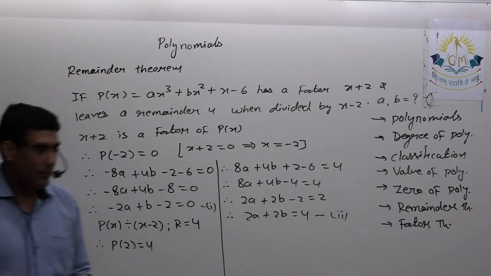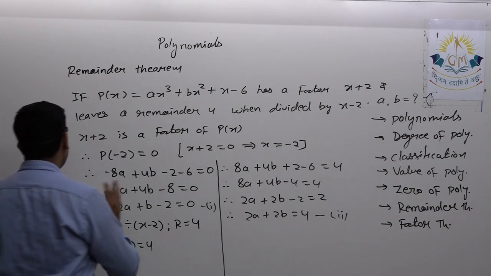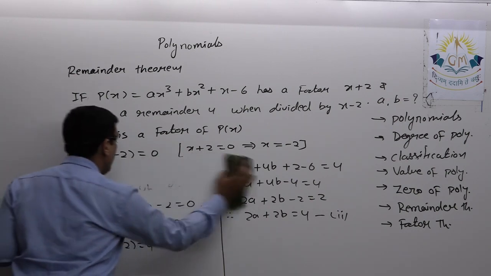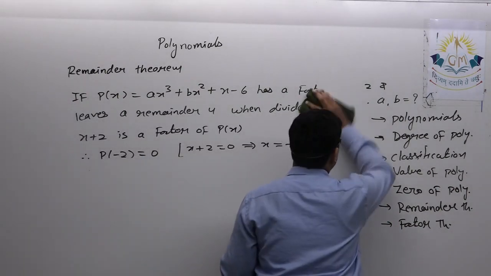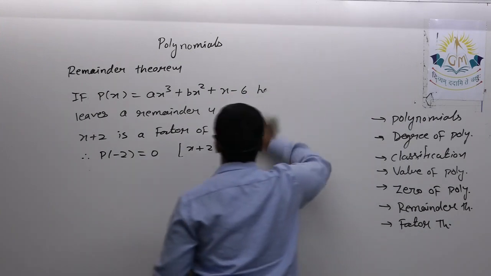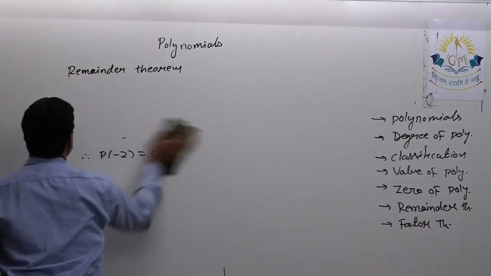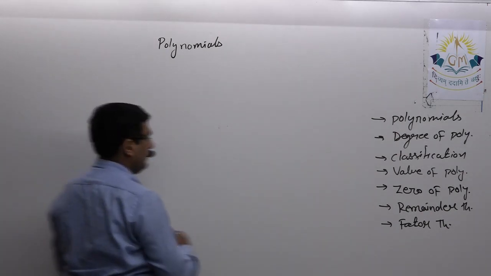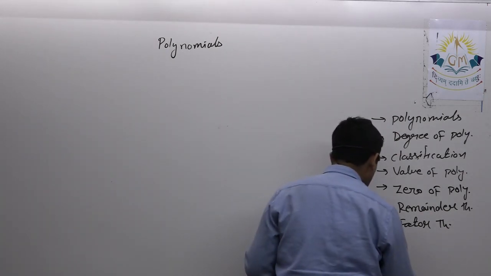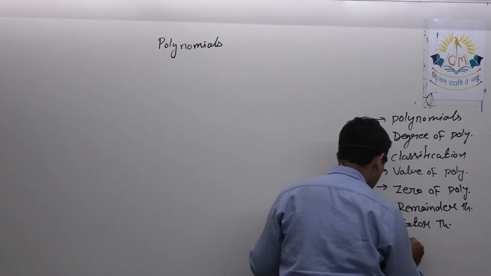Now next is factorization of polynomials. So let us see how to factorize the polynomials by using these theorems, that is remainder theorem or the factor theorem.